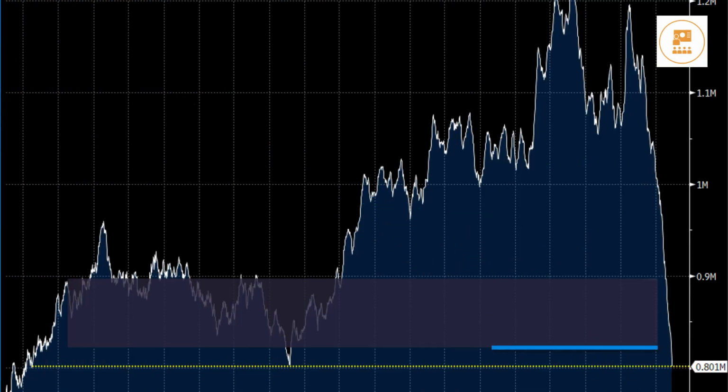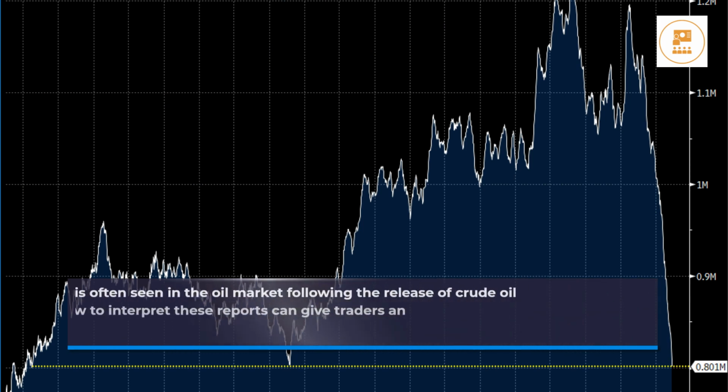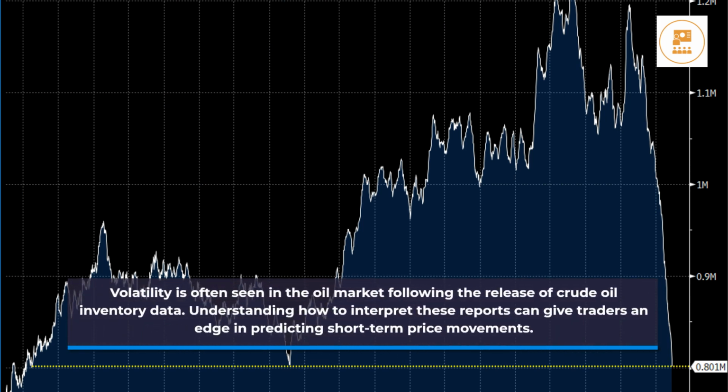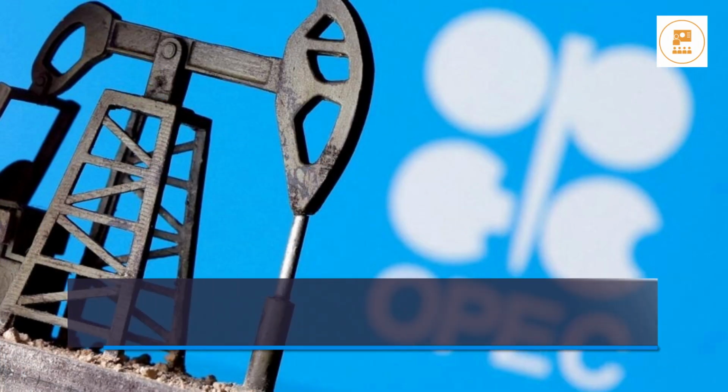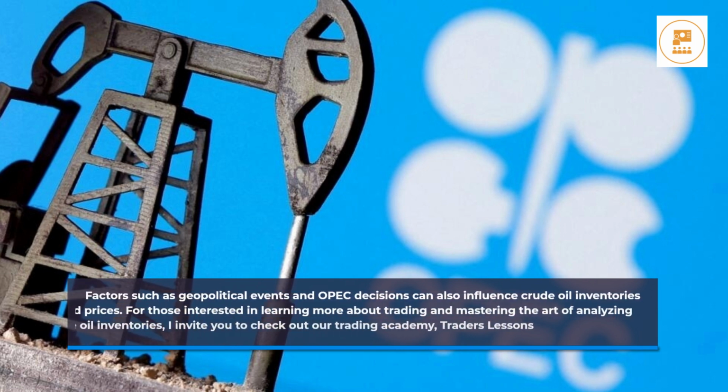Volatility is often seen in the oil market following the release of crude oil inventory data. Understanding how to interpret these reports can give traders an edge in predicting short-term price movements. Factors such as geopolitical events and OPEC decisions can also influence crude oil inventories and prices.